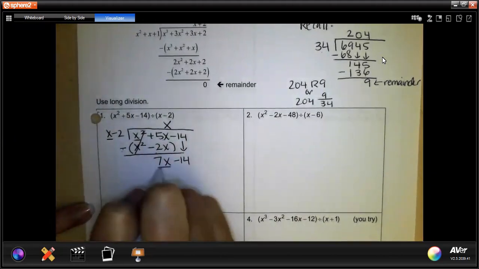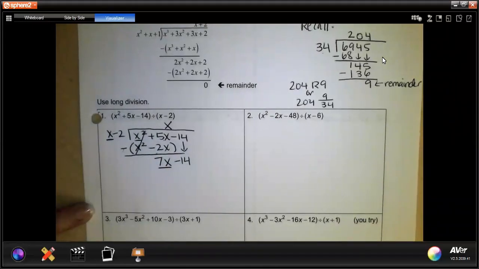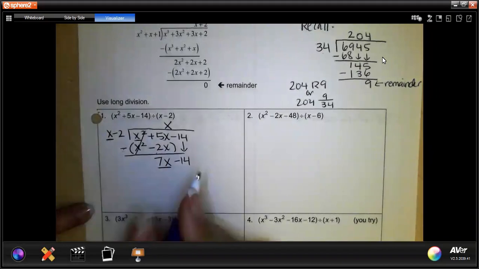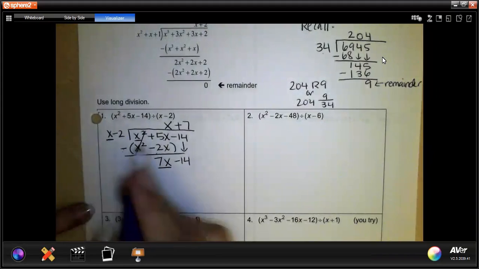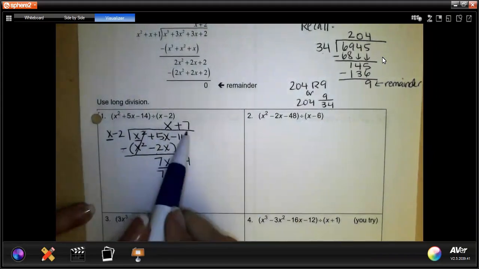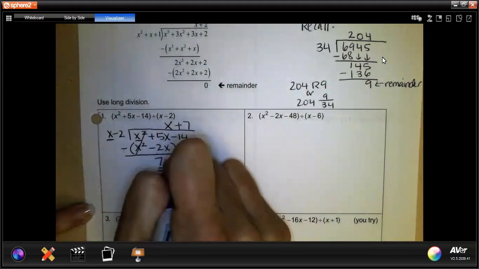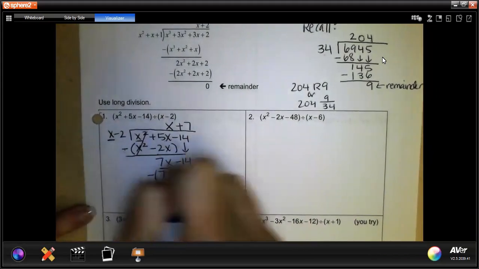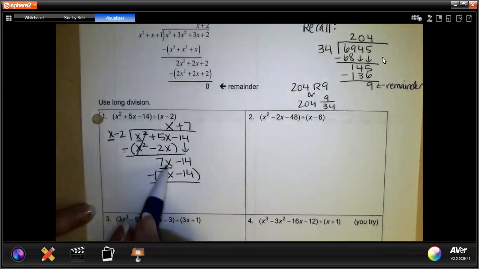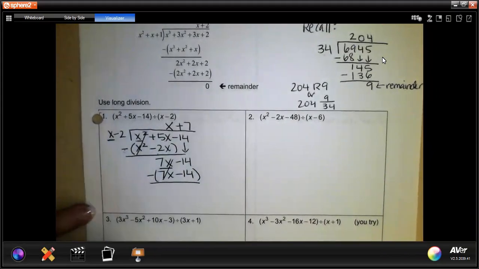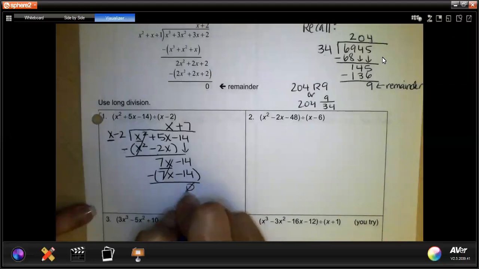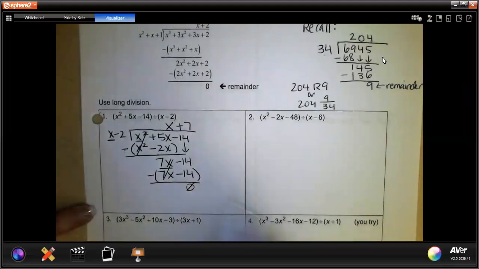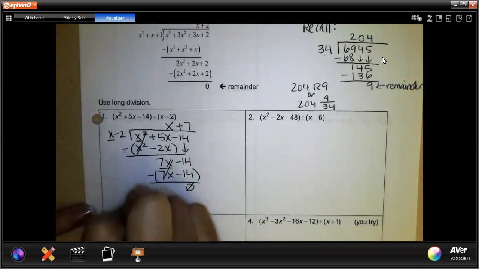So we take this first term and divide it by the first term. So 7x divided by x is 7. We then multiply 7 times x, and we get 7x, and 7 times negative 2, which gives me negative 14. Again, I'm subtracting the entire thing. So 7x minus 7x is 0. That's going to cancel. If we've done it correctly, that first one should always cancel. And then negative 14 minus a negative 14 is 0. So this one does not have a remainder, and my answer would be x plus 7.